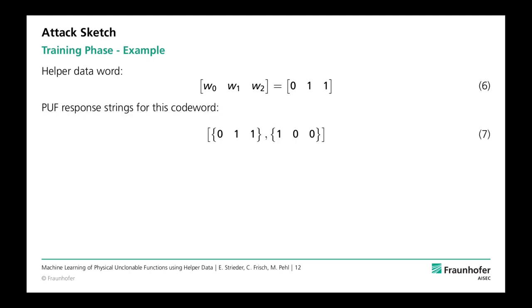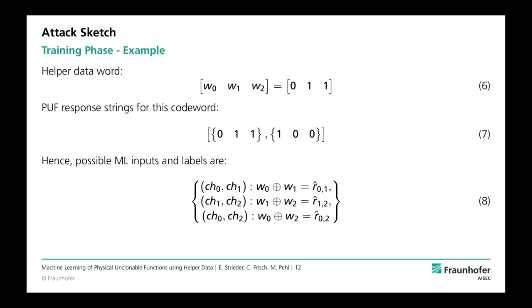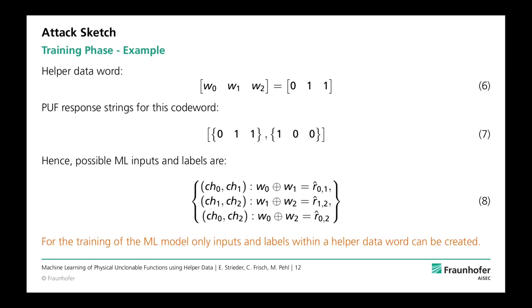The path responses have both the same transition pattern between the bits. Therefore, we can formulate XOR equations which account for both possibilities. These labels are independent of the 2 possible path response strings. Note that the training inputs and labels can only be created within the borders of the helper data words. The more redundancy the code word has, the more XOR equations can be created.